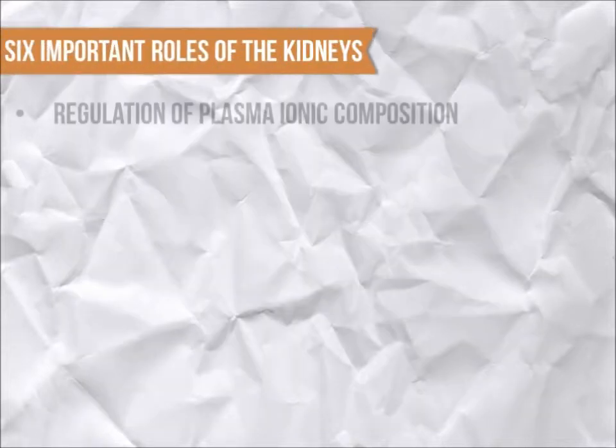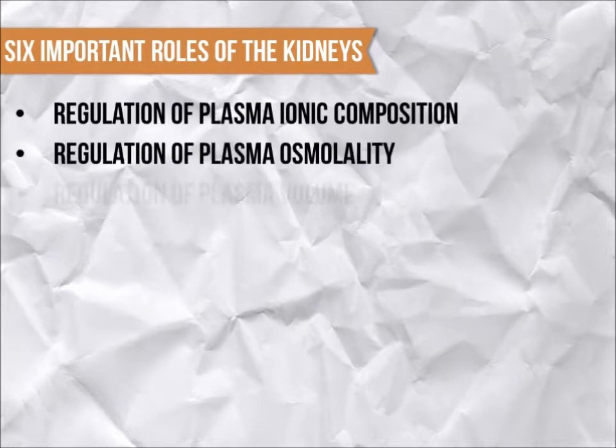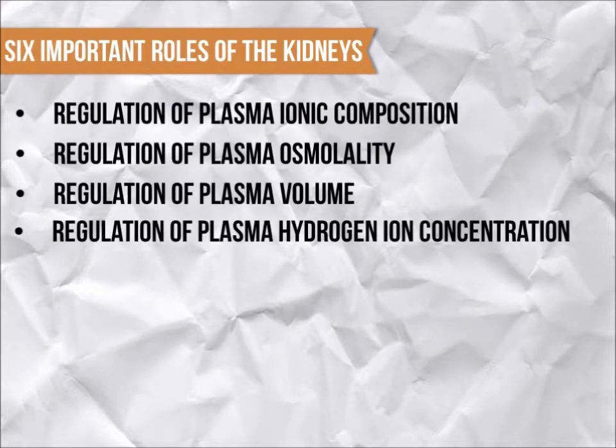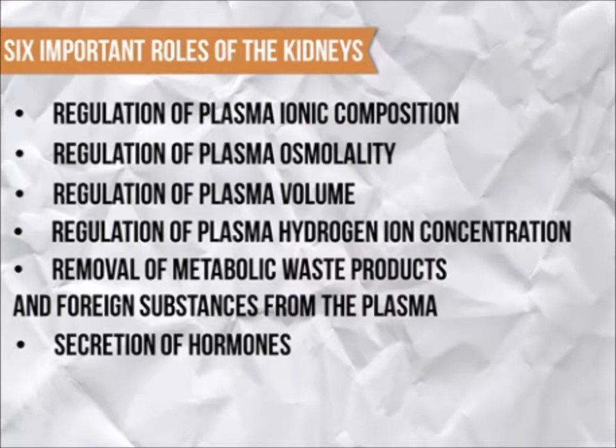Six important roles of the kidneys are, first, regulation of plasma ionic composition. Ions such as sodium, potassium, calcium, magnesium, chloride, bicarbonate, and phosphate are regulated by the amount that the kidneys excrete. Second, regulation of plasma osmolarity. The kidneys regulate osmolarity because they have direct control over how many ions and how much water a person excretes.